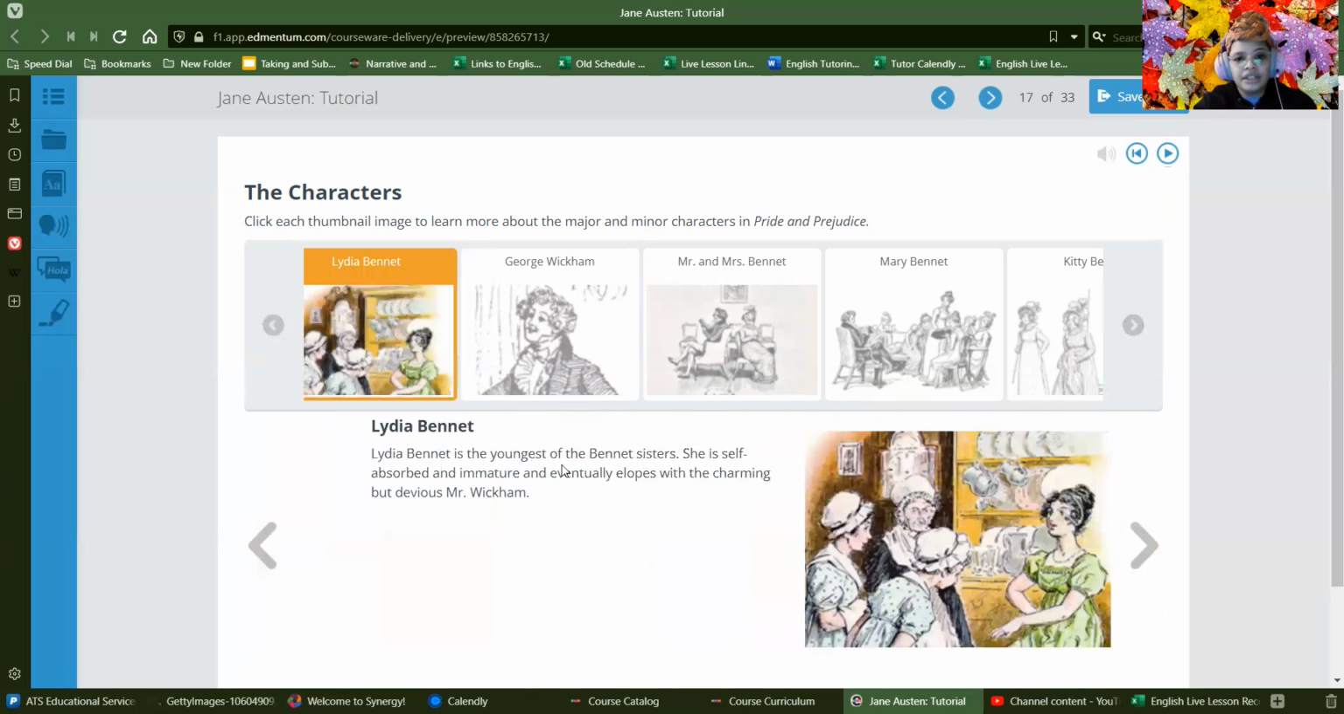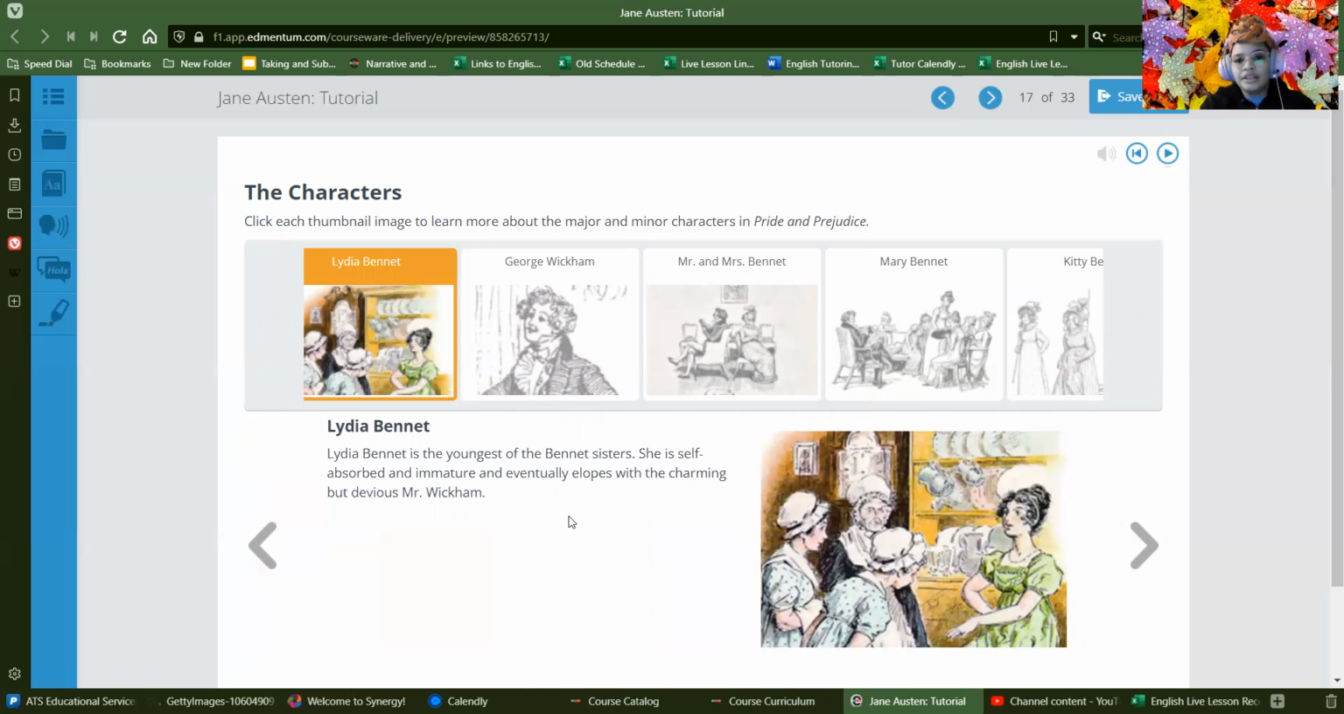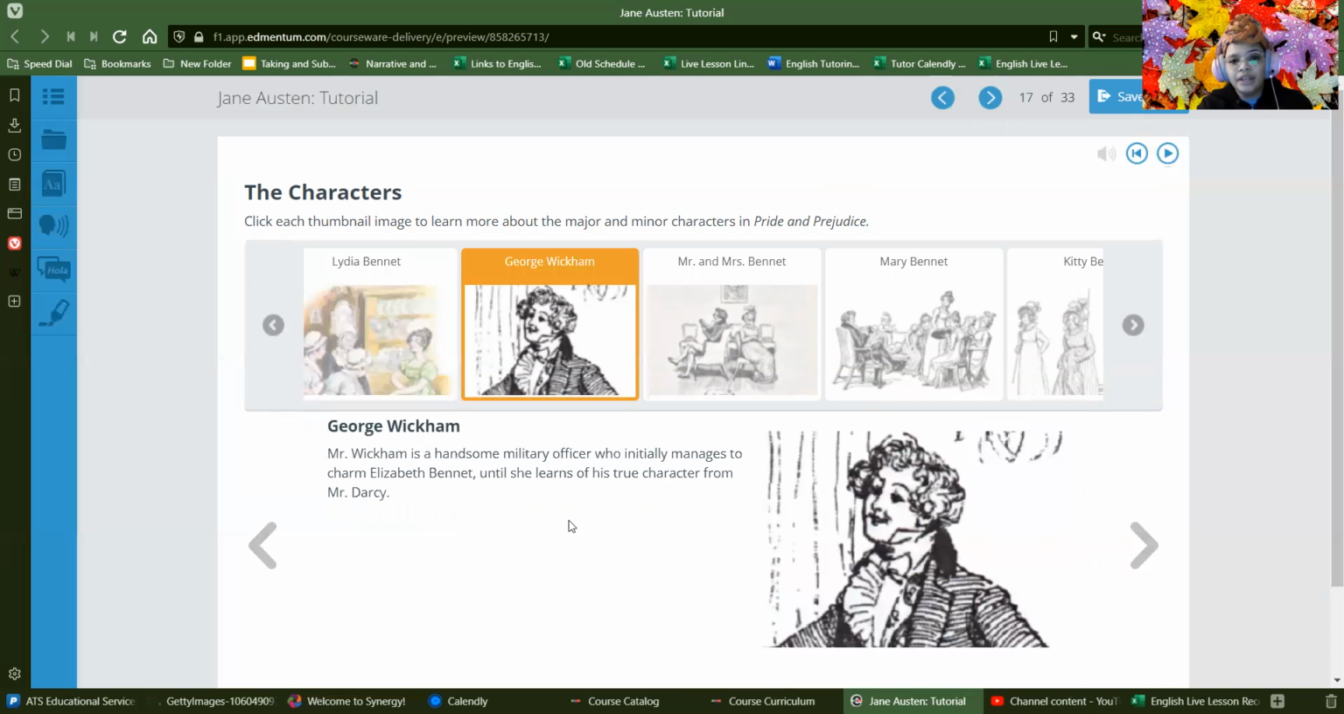The next character is Lydia Bennet. That is the youngest of the Bennet sisters. She's self-absorbed and immature and eventually elopes with the charming but devious Mr. Wickham. So I give you information here about things that happen in the book. They describe the sister as self-absorbed and immature, and she ends up being taken advantage of by George Wickham. He's the next character that's up, actually.